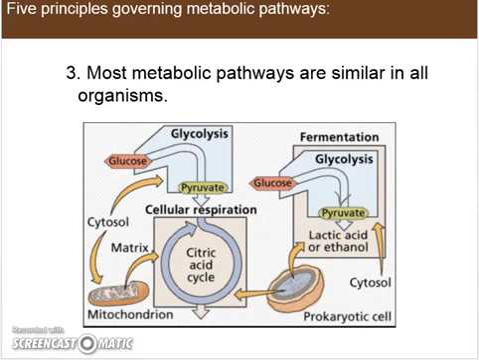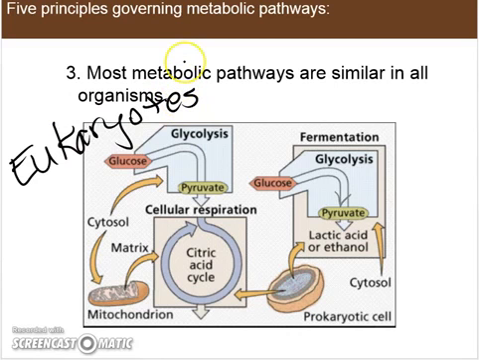Big idea number 3. Most metabolic pathways are similar in all organisms. So over here you have the metabolic pathway to break down sugars and to get energy out of them. And this over here is what happens in eukaryotes, right? We break down glucose with the first step called glycolysis to make those pyruvate. Remember, we had a 6-carbon and then we had 2 3-carbon things. And in eukaryotes, it's going to go then through a whole series of reactions in the mitochondria to make like 30 ATP, 28 to 32.